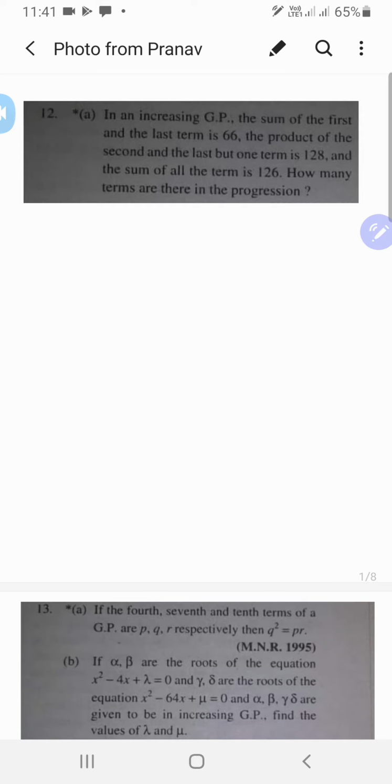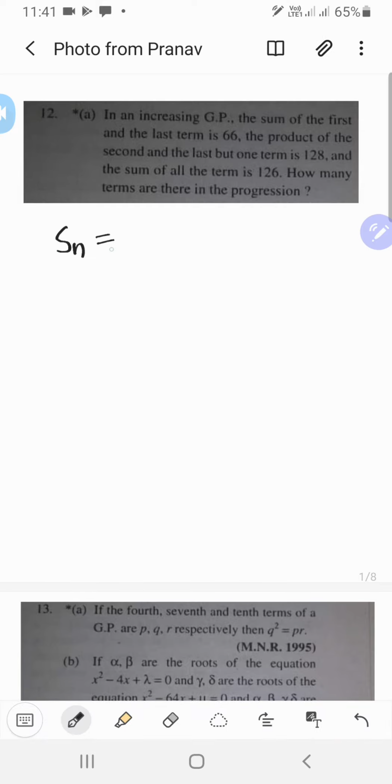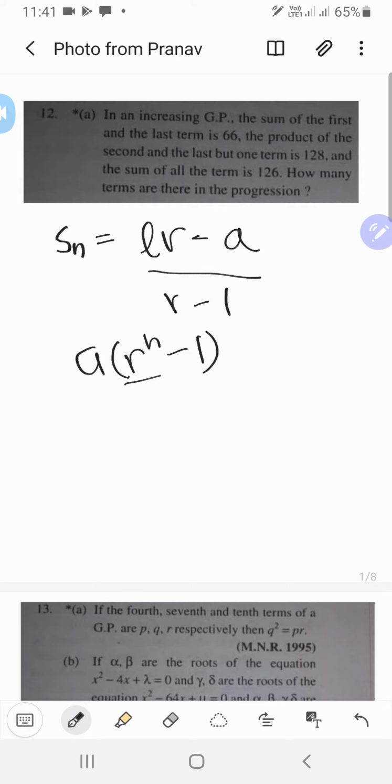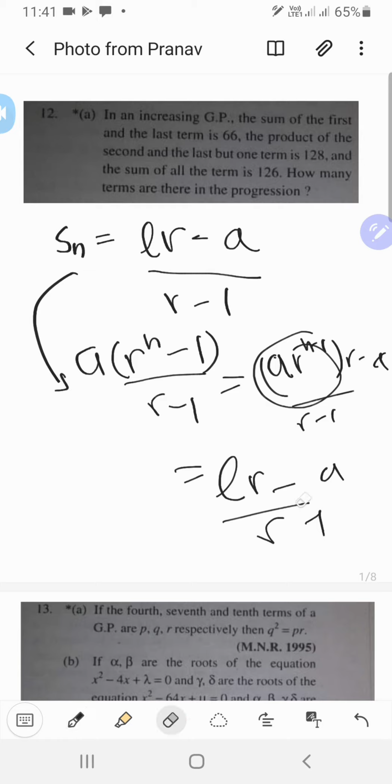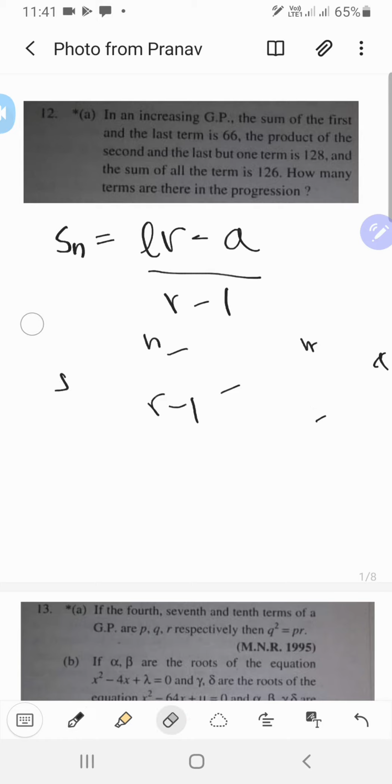So we are going to use the formula that the sum of n terms is (LR minus A) upon (R minus 1). How do you derive this formula? You just use the fact that A times (R to the n minus 1) upon (R minus 1) is the sum of n terms. This can be written as (A times R to the n minus 1, times R, minus A) upon (R minus 1), and A times R to the n minus 1 is nothing but L, the last term. So this is nothing but (LR minus A) upon (R minus 1). That's the way you can derive this formula.